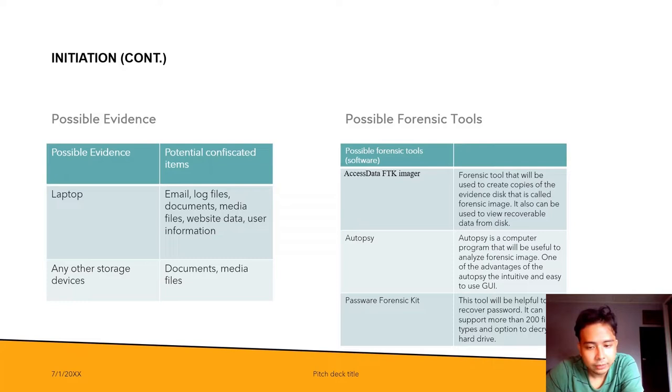We also identify the possible forensic tools. There are three that we try to use. The first one is AccessData FTK Imager. This tool is used to create copies of the evidence disk, which is called the forensic image.